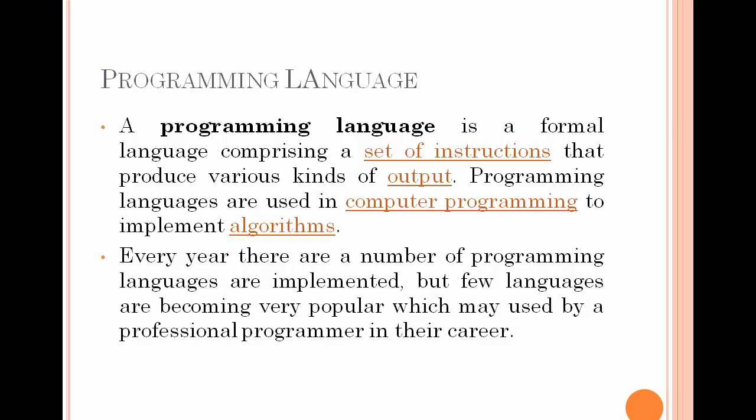A programming language also has a set of instructions to implement algorithms. Every year a number of programming languages are implemented, but few languages become very popular, which may be used by professional programmers in their careers. Some of the programming languages are C, C++, C Sharp, Python, Java, and the list goes on. Now we are going to see about the Java programming language.